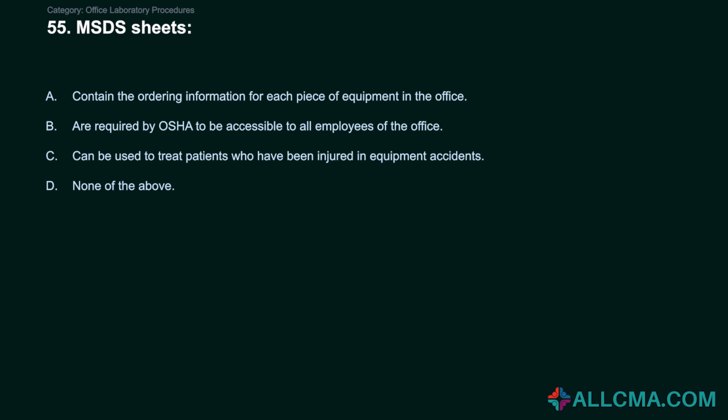55. MSDS sheets. A. Contain the ordering information for each piece of equipment in the office. B. Are required by OSHA to be accessible to all employees of the office. C. Can be used to treat patients who have been injured in equipment accidents. D. None of the above. Correct answer, B. Are required by OSHA to be accessible to all employees of the office.